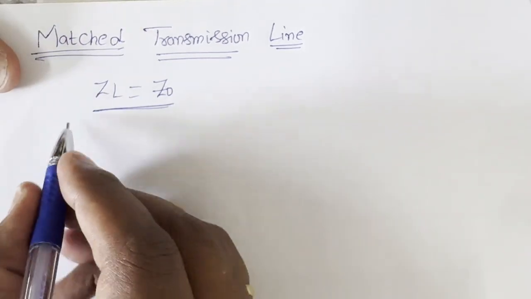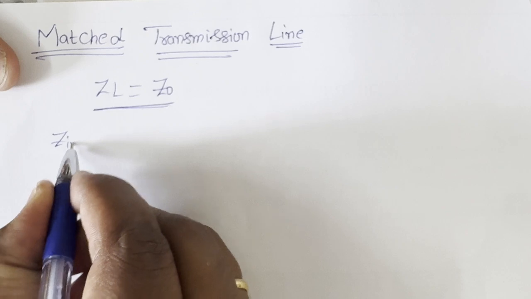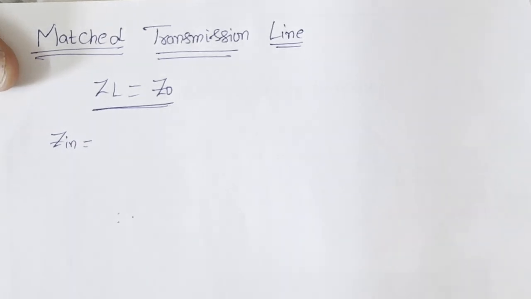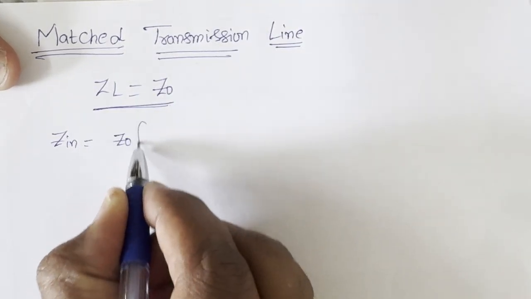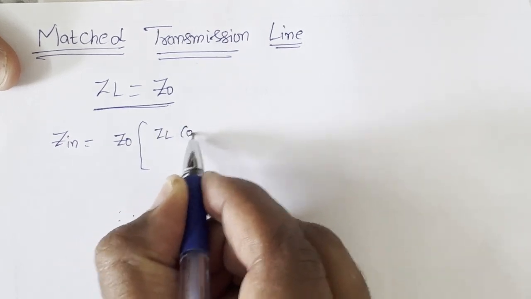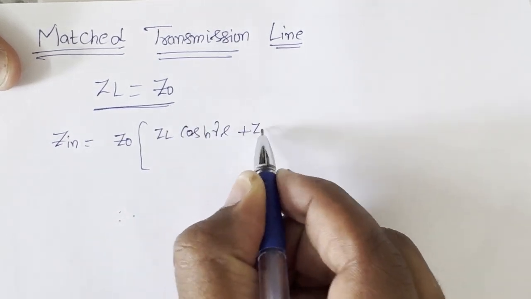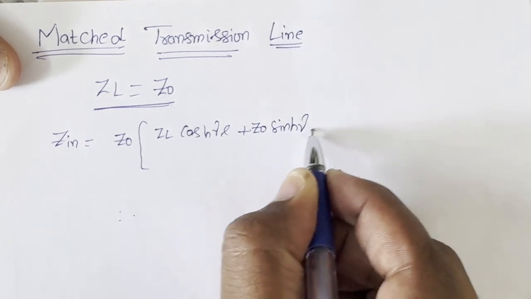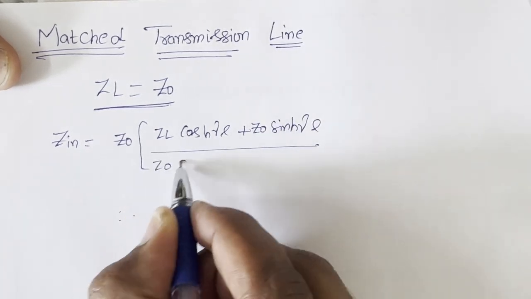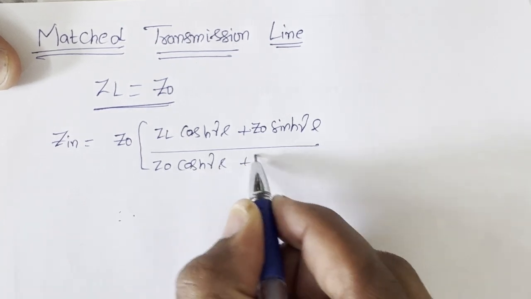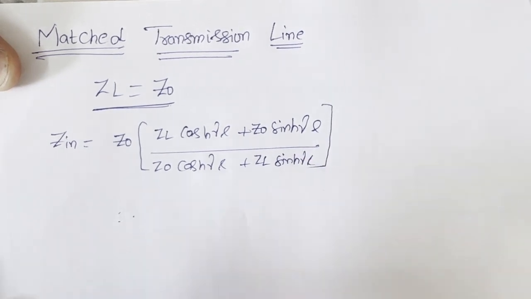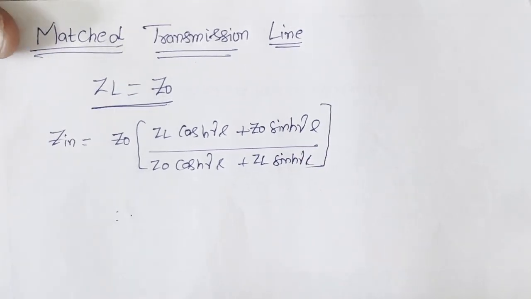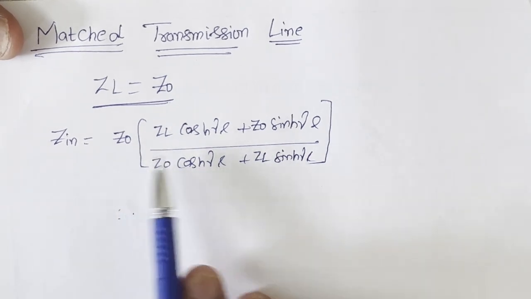Then we know the expression for input impedance, which we have already derived in our previous sections. Input impedance Zin is equal to Z0 into ZL cosh gamma L plus Z0 sinh gamma L, divided by Z0 cosh gamma L plus ZL sinh gamma L. It is the expression we have already derived in our previous sections for input impedance.